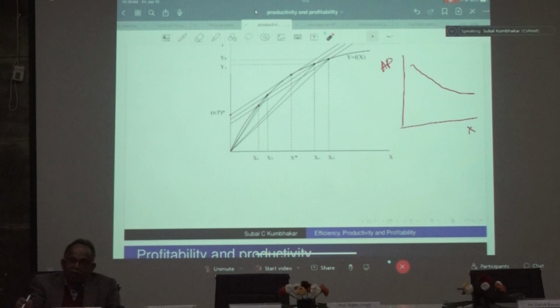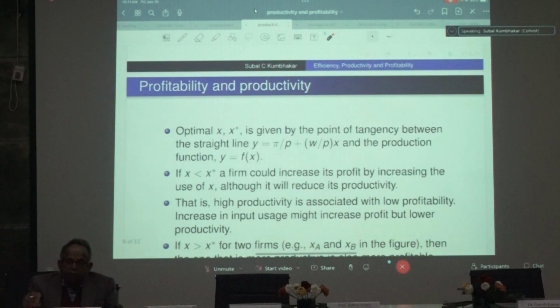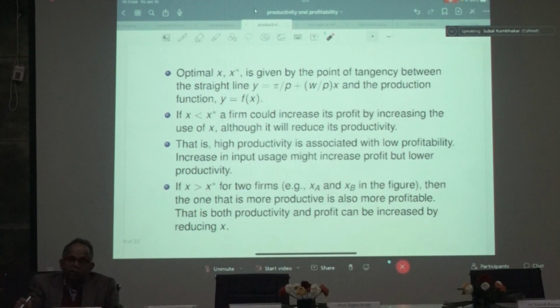So the idea is, what was the point of doing so? The point is that profit is going to be increased. Otherwise, they are operating at a level for which the profit is less than optimal. So here, this slide is basically explaining what I just mentioned: if your X is less than X star, then the firm could increase profit by increasing X.